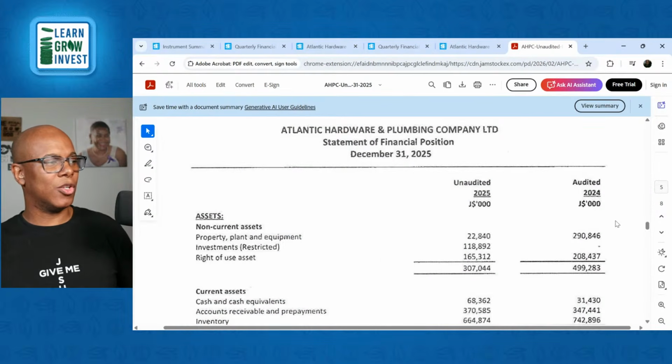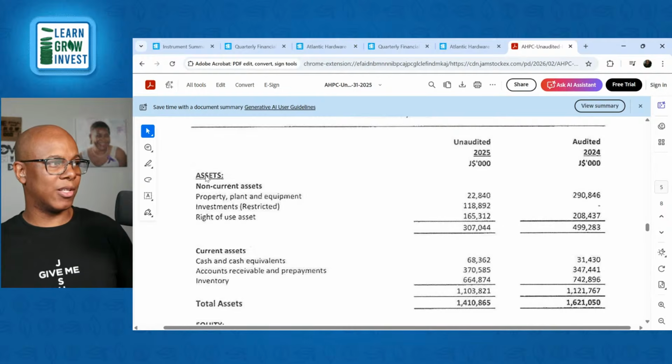All right. So just to show you that the numbers balance, right? So here we have the assets for Atlantic Hardware. We have non-current assets, and then we have current. And of course, those 2 sections give you 1.4 billion. And we know it's billion because remember we said last time, we look to the top and we see these numbers are in thousands. So you add these 3 zeros to all the figures that you see here. So this is really 1.4 billion. So this is their total assets for their entire year 2025.